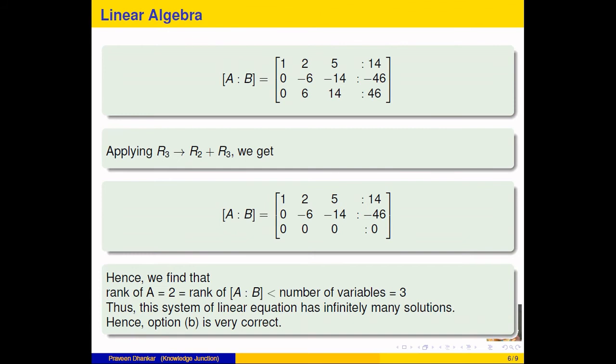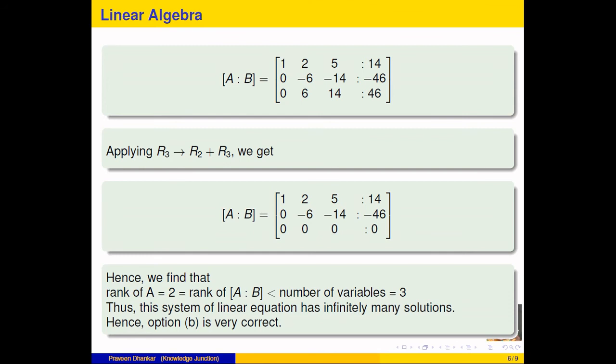The rank of matrix A equals 2, which is equal to the rank of the augmented matrix AB, which is less than the number of variables, as we have 3 variables. So this system of linear equations has infinitely many solutions. So option B is correct.